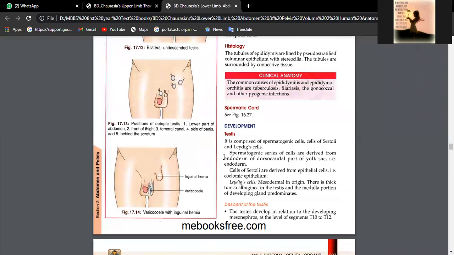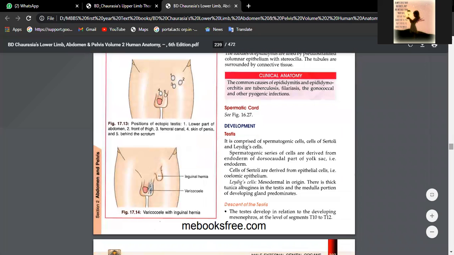Okay. Actually, testis development is given here, beta. Testis, see, it is comprised of spermatogenic cells, cells of Sertoli and Leydig cells. The spermatogenic series of cells are derived from the endoderm of the dorsocaudal part of the yolk sac. The cells of Sertoli are derived from epithelial cells, the coelomic epithelium. Leydig cells are mesodermal in origin. This much you write, it is enough for testis.